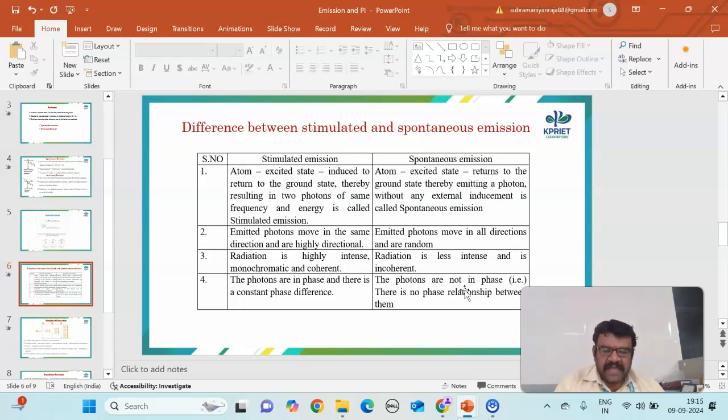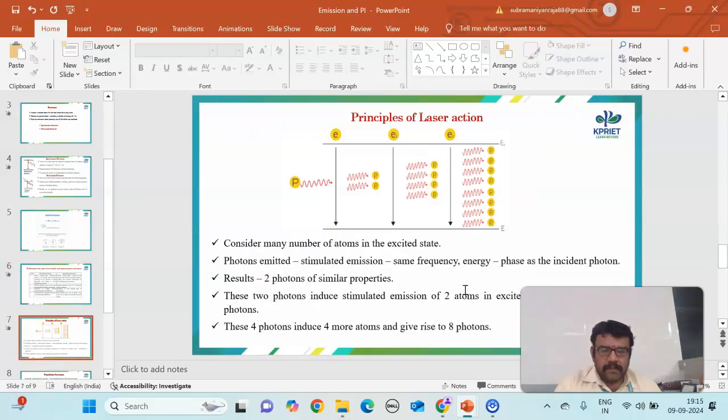The photons are in phase with a constant phase difference in the case of stimulated emission, whereas the emitted photons are not in phase. There is no phase relationship between them in the case of spontaneous emission.